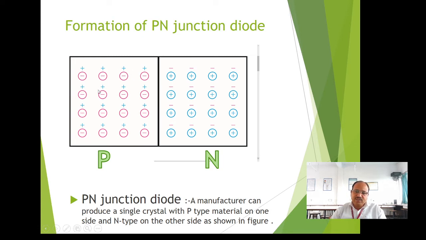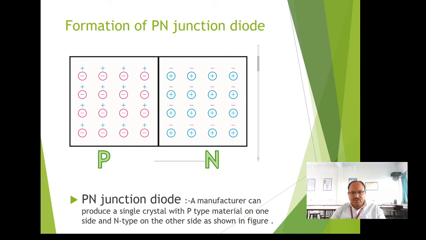Now whenever such a crystal is formed, the border where these two materials meet, p-type material and n-type material, is called the junction. This is called the junction. That's why this whole structure is called a p-n junction.